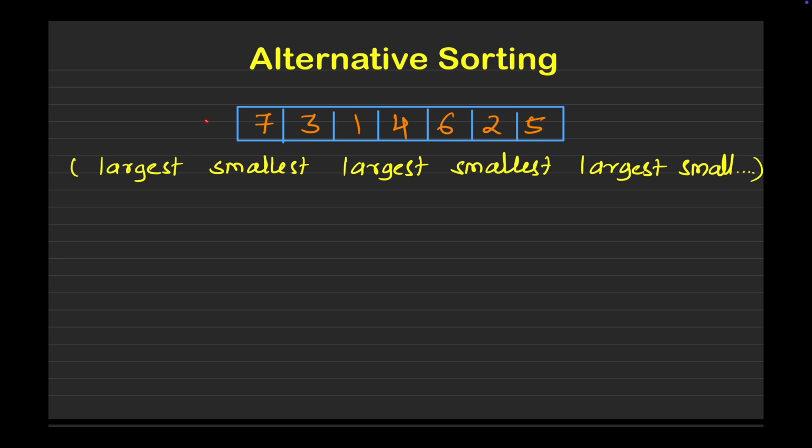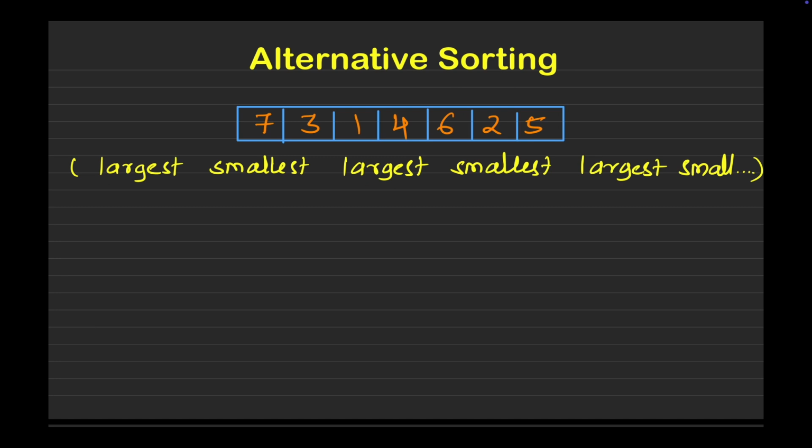We will be given one array and we need to rearrange the elements of the array in this fashion: first of all I need the largest element, then I need the smallest, then again largest, smallest, largest, smallest. In this way I need to rearrange every single element present in my array. I hope you understood the meaning of my question. Now let's try to understand how we can solve this problem.